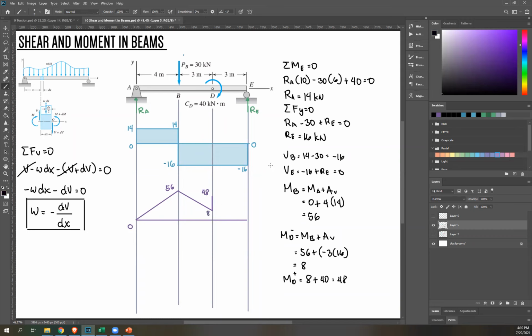And then to get ME, so that's just here, 48. And your area is still below your x-axis or line 0. So 48 minus base times height. Base of this is 3. Height is 16. That's the answer.